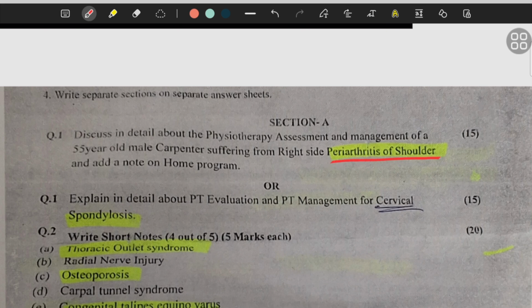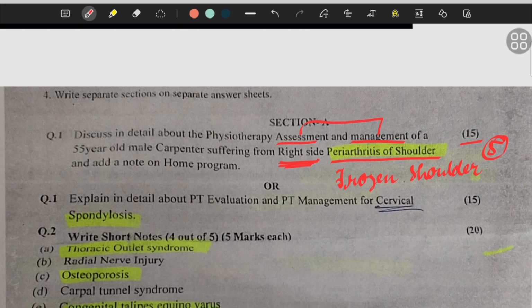Do remember, guys, in the examination they will ask using different names of the same condition, as the very common name for this condition is frozen shoulder. Also over here they have mentioned the site. For the 15 marks, or even for 5 marks, they can ask either for the assessment or just for the management, or else they can ask for both.